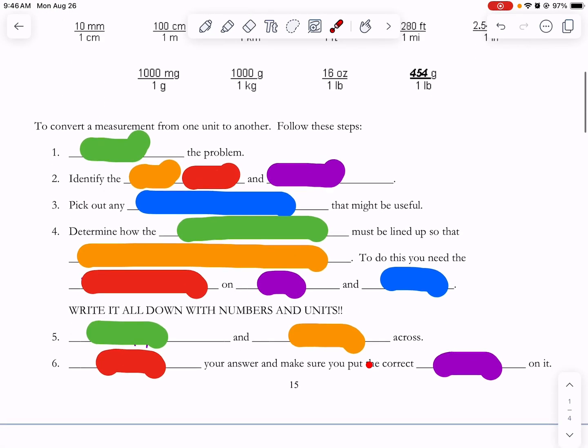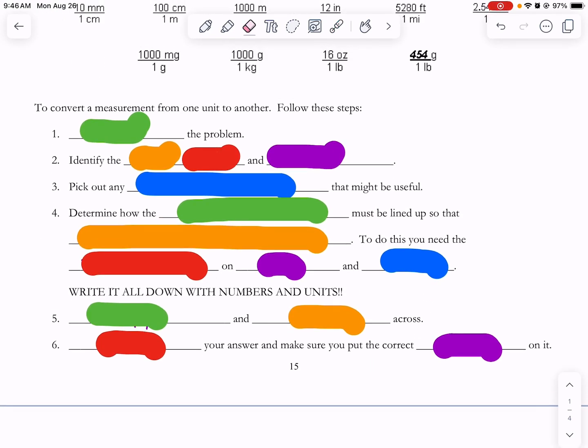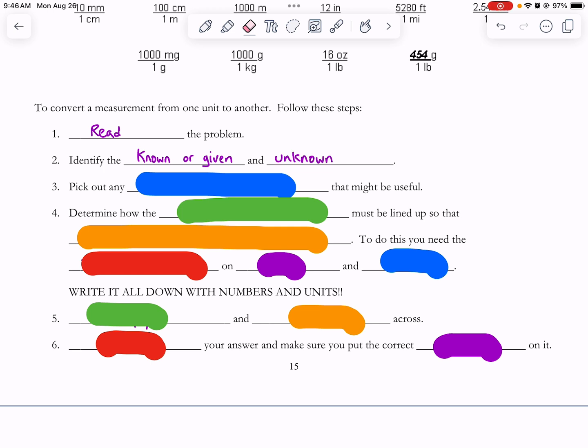And so let's take a look at the steps that we're going to follow when we convert a measurement. The first thing we're going to do is read the problem. The problem is going to tell us what our measurement is to begin with, and so we call that the known, or sometimes the given, and it's a number. And then it's going to ask us to convert it into another measurement, and that's going to be our unknown.